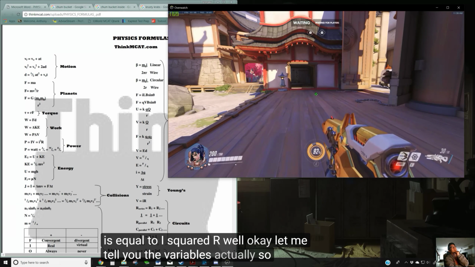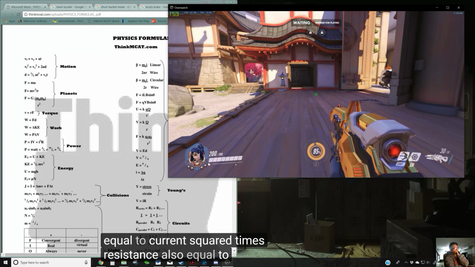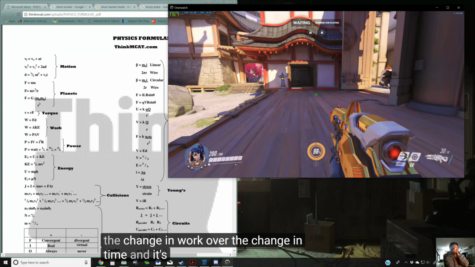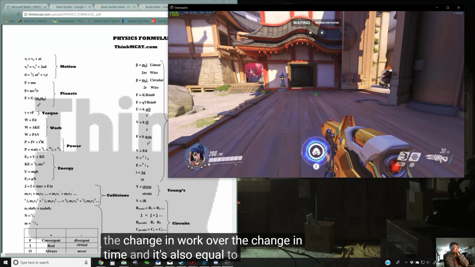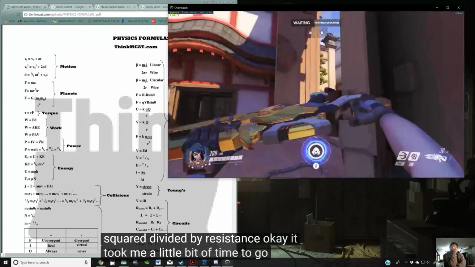Well, okay, let me tell you the variables actually. So power is equal to current times voltage, also equal to current squared times resistance, also equal to work over time, the change in work over the change in time, and it's also equal to voltage squared divided by resistance. Okay.